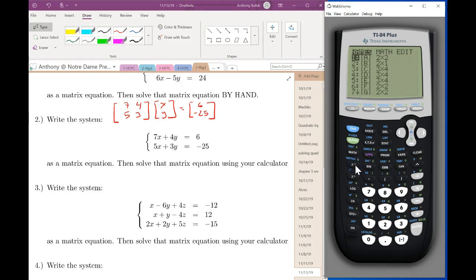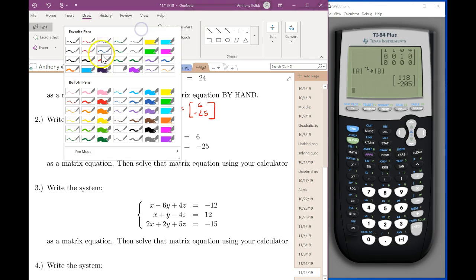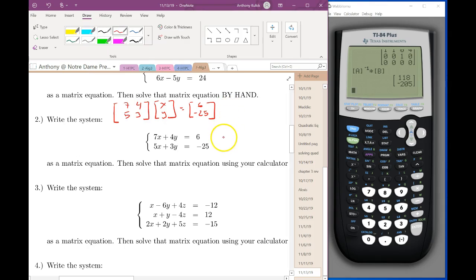And then to solve this, I'm going to take matrix A, take the inverse and multiply it by matrix B. So when I do that, I get that X is 118 and Y is negative 205. Everybody okay there?